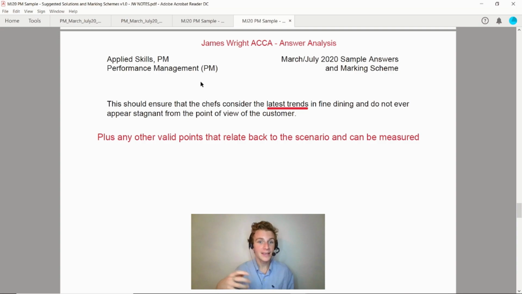And do not ever appear stagnant from the point of view of the customer. The paying customer wants new and innovative things and another reason to go back. That is the key element here. Plus, any other valid points that you related back to the scenario that can be measured. The key thing is to justify it and apply it, and the external examiner will always look into it to give you credit. And that is how you analyse a Performance Management F5 external examiner's report in terms of the question analysis.